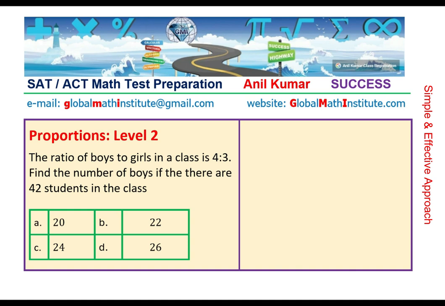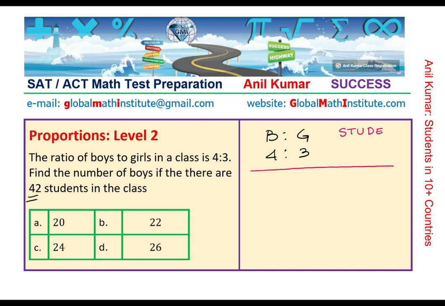Here we have three possible answers. So now you have to think, right? So what we are given here is the ratio of boys to girls, which is 4 is to 3. And what is 42? 42 is the students, right? Means boys plus girls, correct? And we need to figure out boys, provided we know that there are 42 students, right?